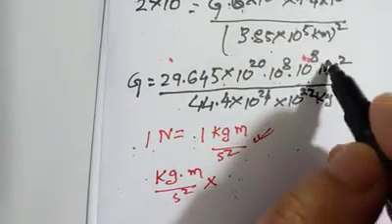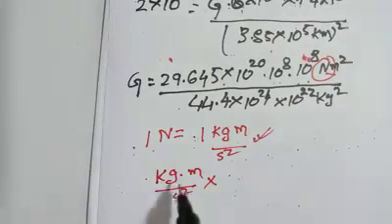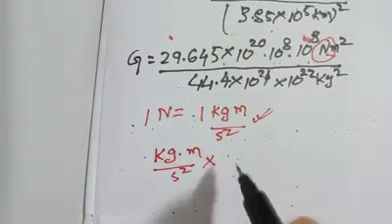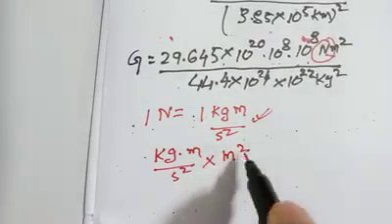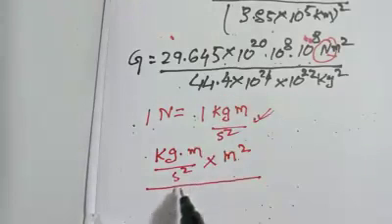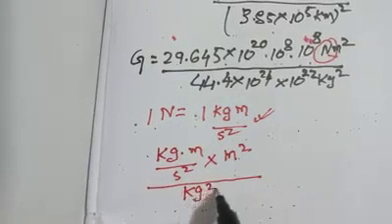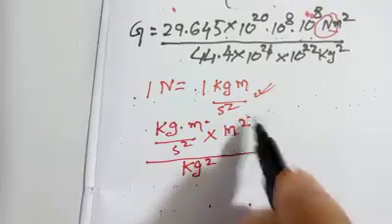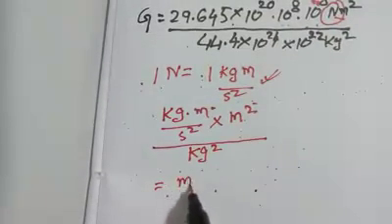So I am replacing this entire Newton by a uniform unit, that is kilogram meter per second squared, whole divided by m squared, and then I again divide entirely by kg squared. Now you see what happens. This and this will lead to meter cube.